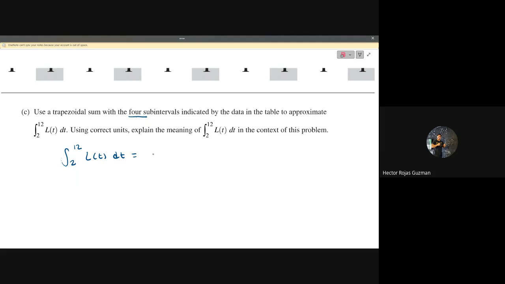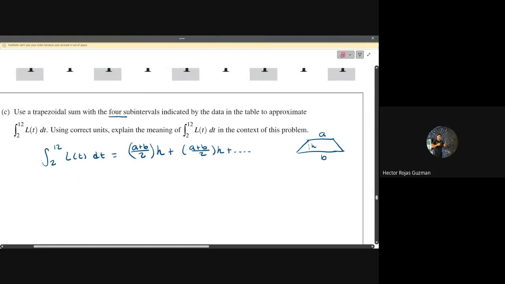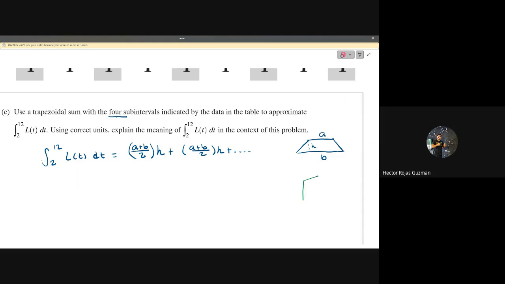So first off, you have to know your formula for trapezoids, which is (a plus b) over 2 times the height, plus (a plus b) over 2 times the height, plus dot, dot, dot. Now, normally a trapezoid looks like this, where this length is A, this one is B, and here is the height. But a lot of times when we're doing the trapezoidal sum, especially from a table, your trapezoids are shifted. Think of your trapezoid like this. Slanted.